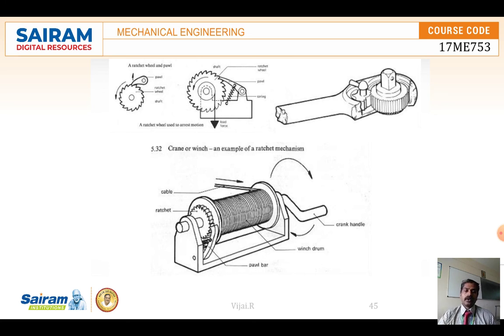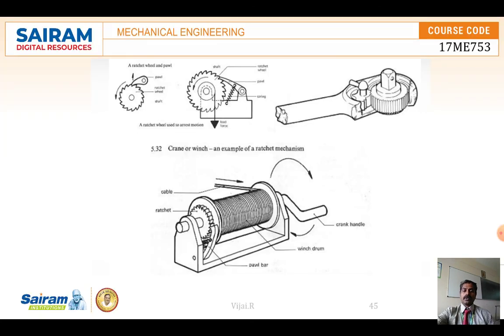When we are lifting a heavy load, if you suddenly leave the lever, the load should not fall. For that purpose, the pawl is the attachment which locks the system. It locks the opposite rotation, so it will allow the load to move in only one direction. This is a very important mechanism.